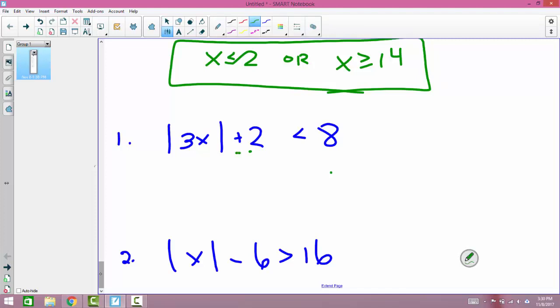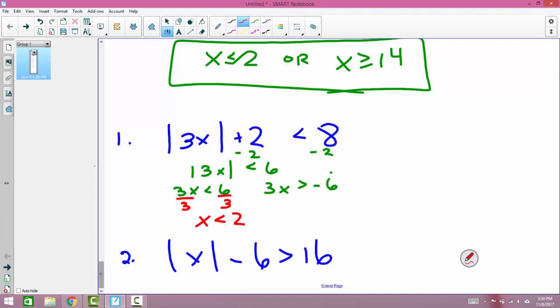So in the first one, your first step should have been to subtract 2. So the absolute of 3x is less than 6. At this point, you're going to write both the positive and the negative. And then you're going to get rid of the absolute. I could have had the absolute there, just kind of saving a step. And then you're going to get the x alone. This time it's through division. So x is less than 2. And x is greater than negative 2.